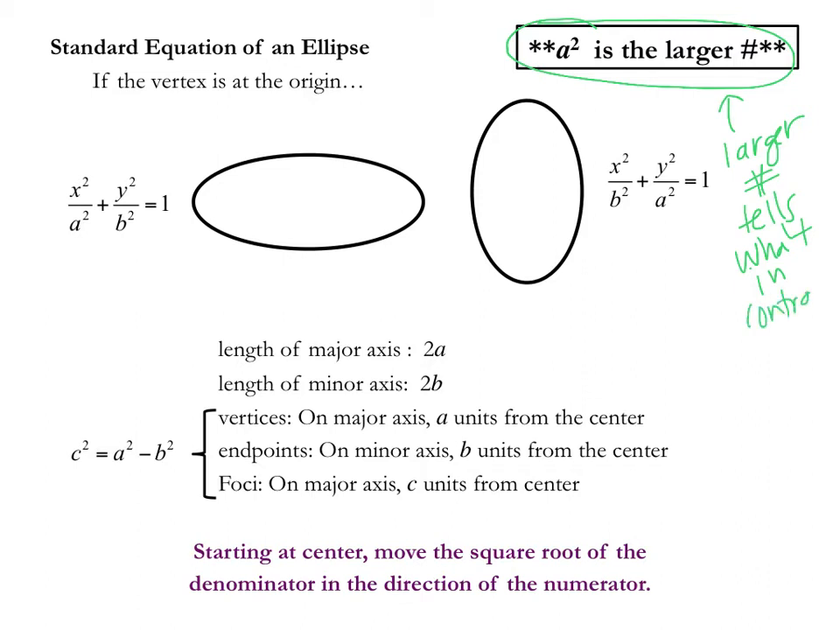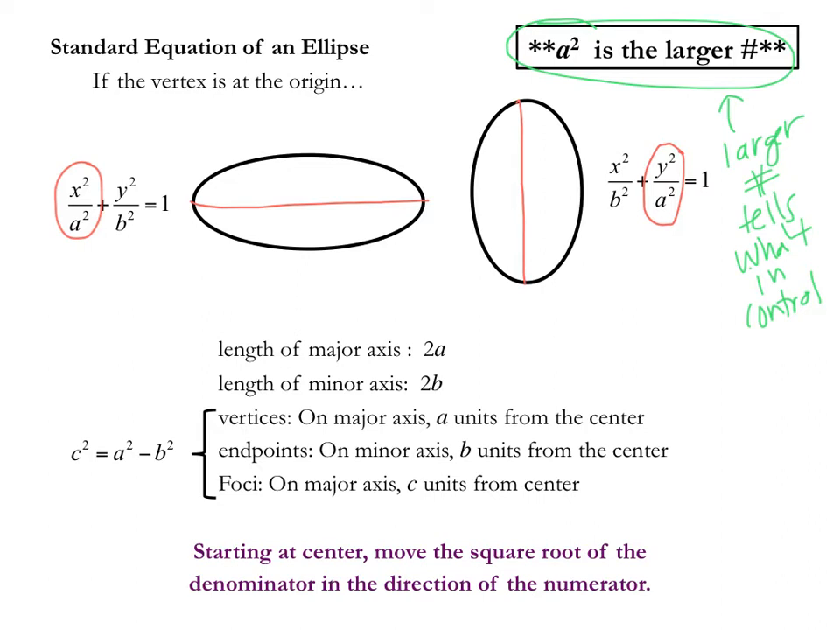So if you look at the first equation, a squared, which would be the larger number, is under the x squared, which is why this is going horizontal, because x is in control. And in the second equation, the a squared is with y, which makes it go vertical because y is in control. Okay?